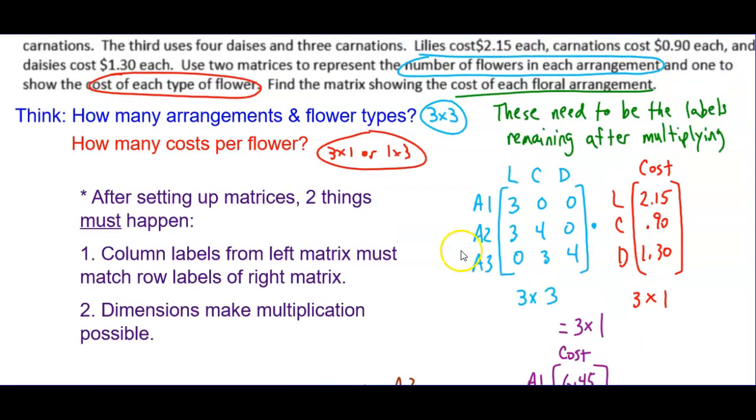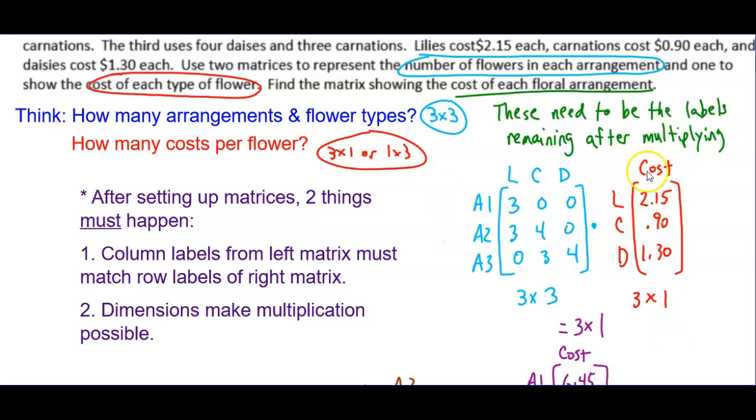So after setting up the matrices, 2 things have to be true. The column labels have to match the row labels, and the dimensions have to make multiplication possible. So if I decide to do a vertical 3 by 1 matrix, I cannot put it on the left because 3 by 1 would not multiply by 3 by 3. So the multiplication simply wouldn't work mathematically.